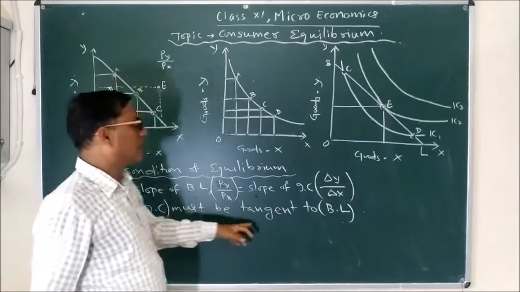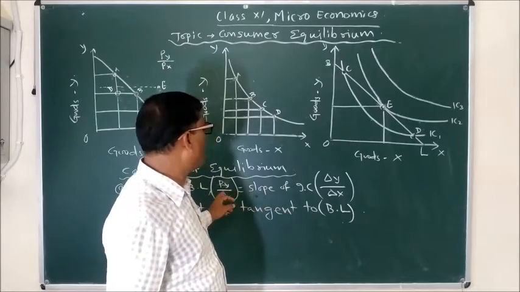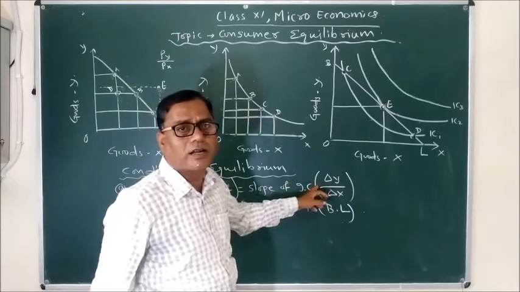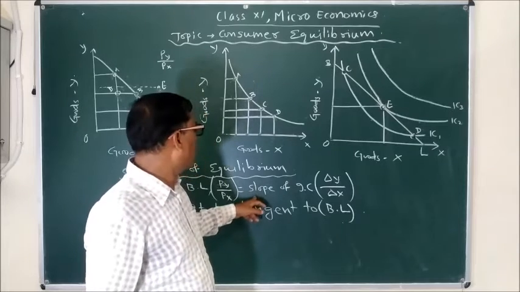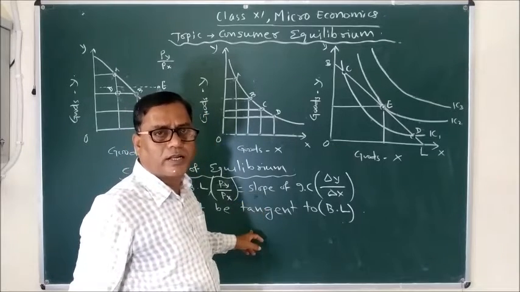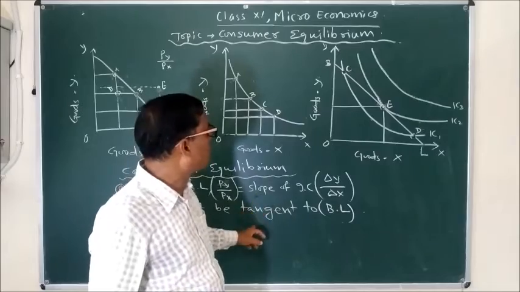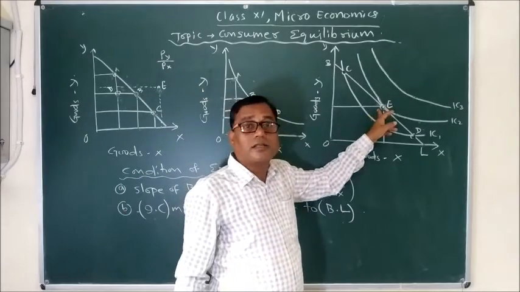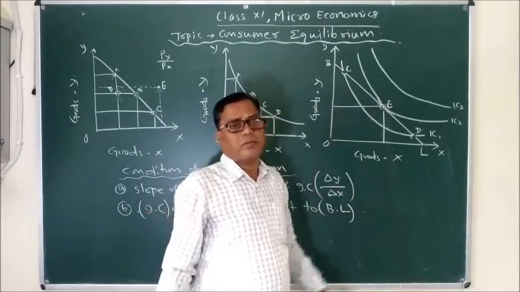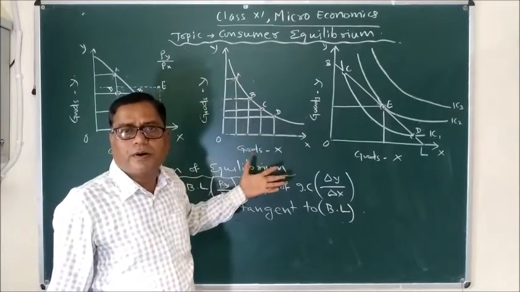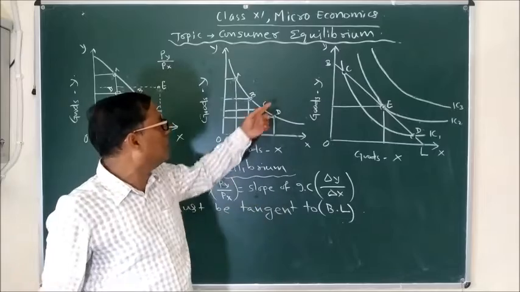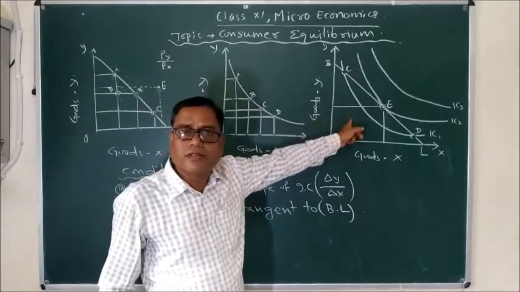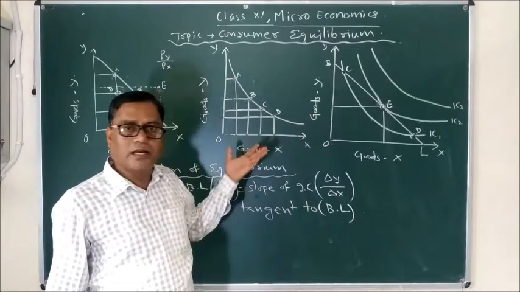And IC must be tangent to BL. If slope of IC and slope of budget line are not equal, IC cannot be tangent at that point. So literally saying, the meaning of both the points is the same. Both the conditions are satisfied at point E, hence E is the point of equilibrium. So this is the theory of point of equilibrium, how a consumer attains equilibrium using indifference curve analysis.